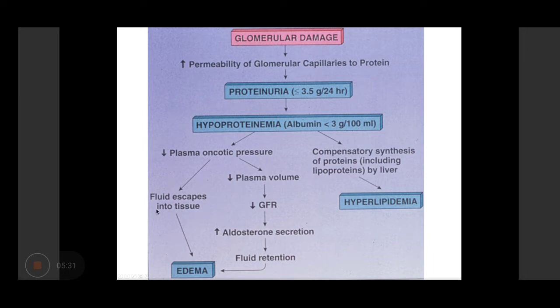So therefore, this forces the fluid to escape out from the blood compartment into the tissues, leading to edema. In addition to this, the fall in the plasma oncotic pressure will lead to a decrease in plasma volume, decrease in GFR, increase in aldosterone secretion, and eventually fluid retention, which again worsens the edema. The hypoproteinemia in turn leads to compensatory synthesis of proteins, including lipoproteins by the liver, which leads to hyperlipidemia. So this is how all the different components of nephrotic syndrome develop.